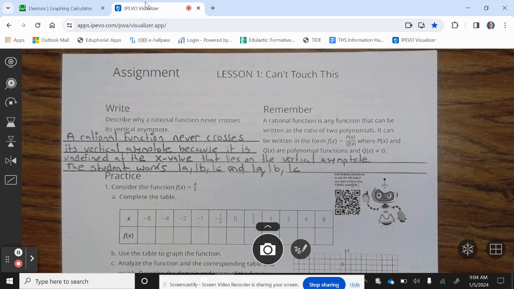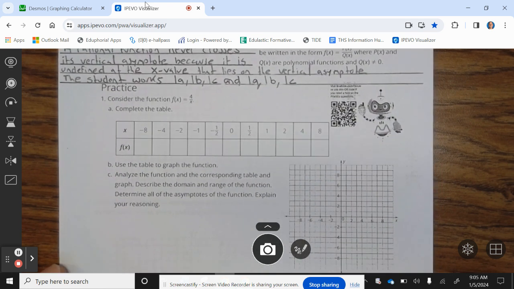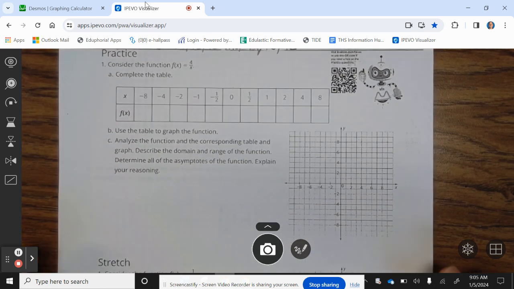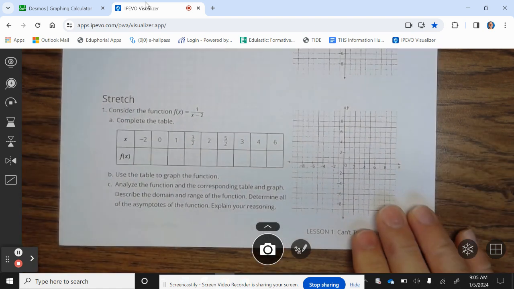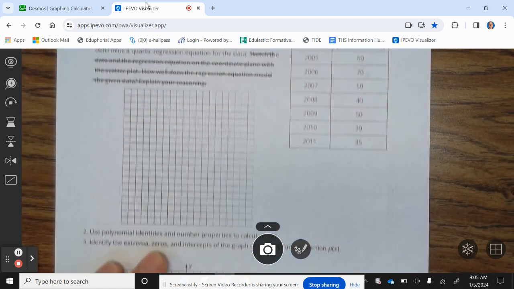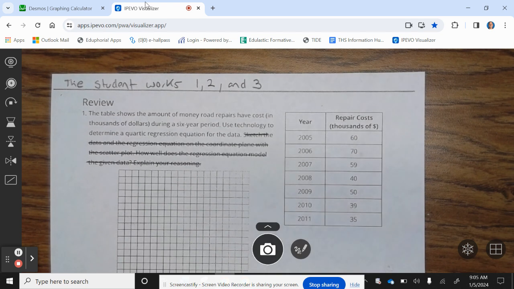All right, describe why a rational function never crosses its vertical asymptote. A rational function never crosses its vertical asymptote because it is undefined at the x value that lies in the vertical asymptote. The student works 1a, 1b, 1c. The student works 1, 2, and 3.